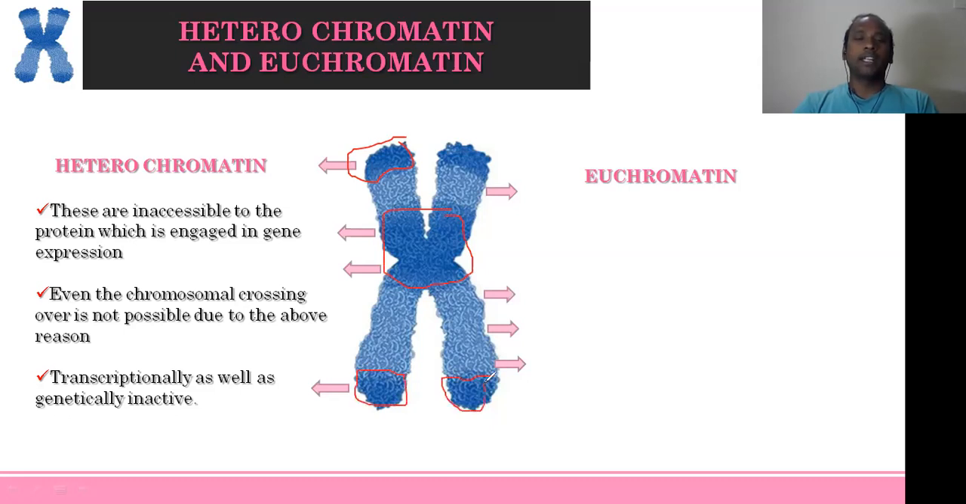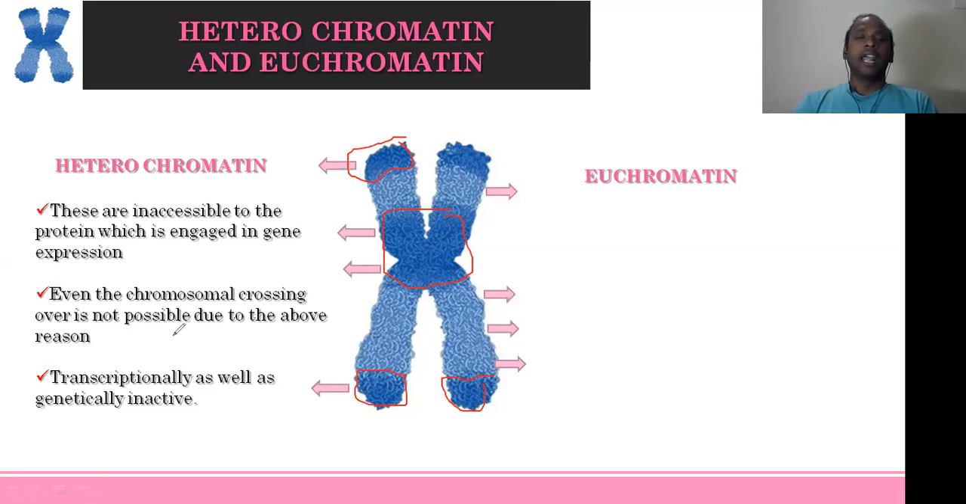Heterochromatin is inaccessible to the proteins engaged in gene expression. So what is the basic typical property of heterochromatin? It is very dark because it is tightly packed. Because of this tight packing, it does not allow any proteins or enzymes to interact with the DNA. That is the first thing we should understand.